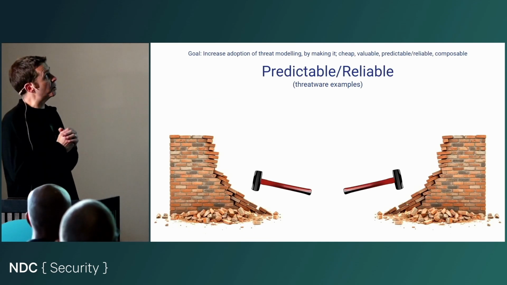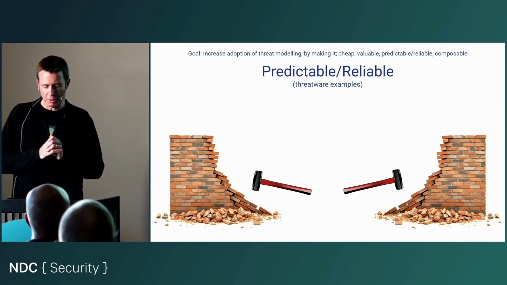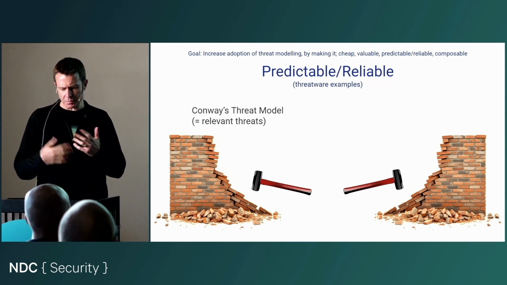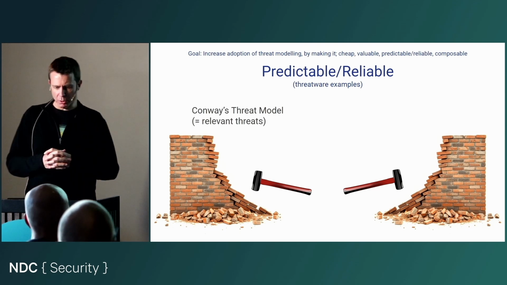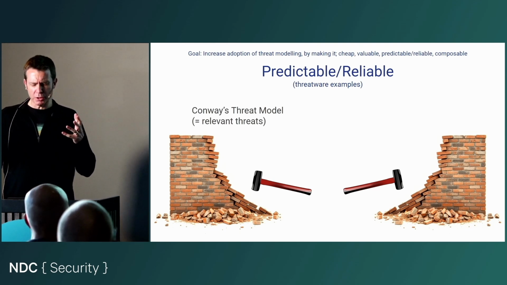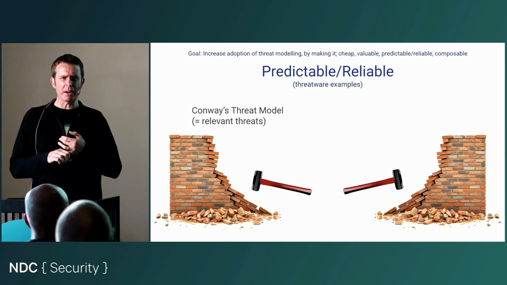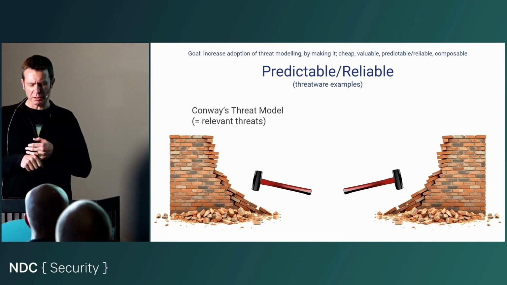Okay, the third property, predictable, reliable. In terms of threatware, remember the goal here is to remove barriers to adoption. So this one I call Conway's threat model, right? If your threat modeling process produces threats that a team can't solve themselves, that's a barrier to adoption of the process. No one wants that kind of thing.